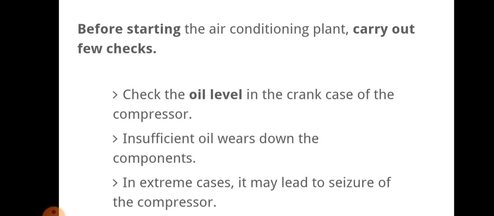So before starting the air conditioning plant, we have to do certain checks. That means check the oil level in the crankcase of the compressor. Insufficient oil will wear down the components. In extreme cases, it may lead to seizure of the compressor.